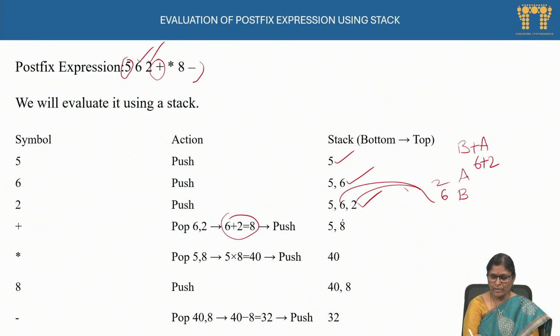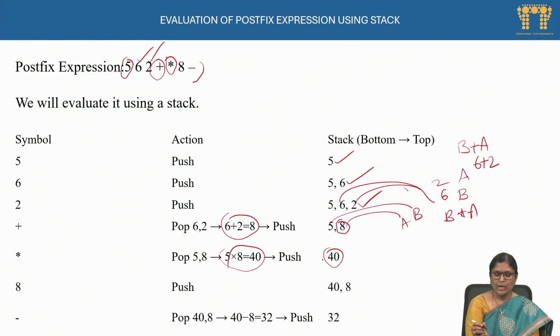Again push back the result. So 8 is pushed back onto the top of the stack. Next symbol scanned is multiplication. Whenever an operator is encountered, what is the step? You pop the top 2 elements, call them A and B, perform B multiplication A, and again push back the result onto the top of the stack.